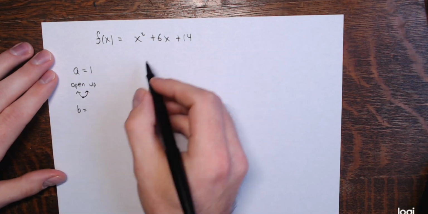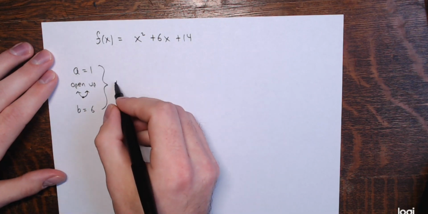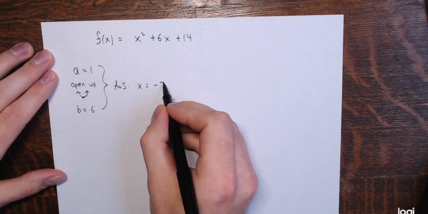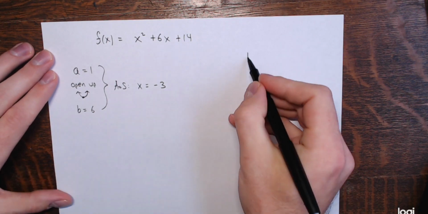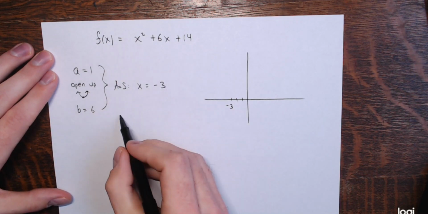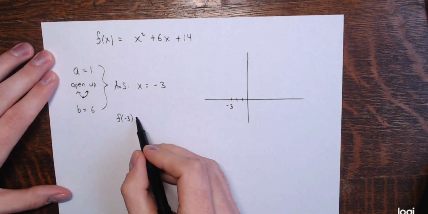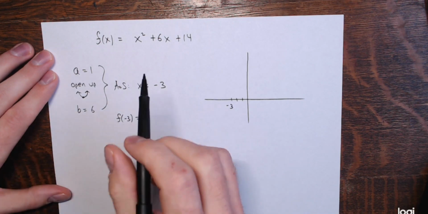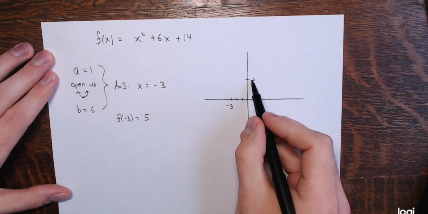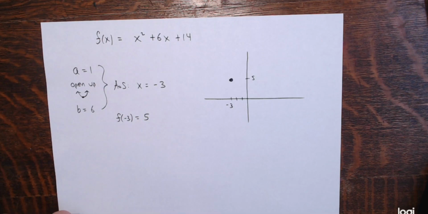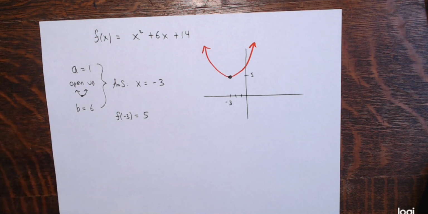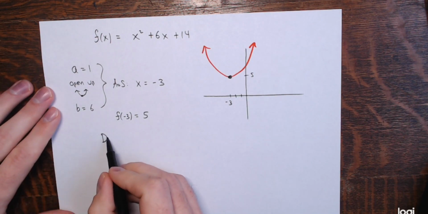And the value of b is positive 6. And then we can say the axis of symmetry would be at x equals negative 6 divided by 2. So x equals negative 3, right, negative b over 2a. And plug that in, right, f of negative 3 would be 5. That would be a 9 minus 18 is negative 9 plus 14 is 5. So negative 3, 5. But this time, it's opening up. So I know it does this. Right. Something like that.